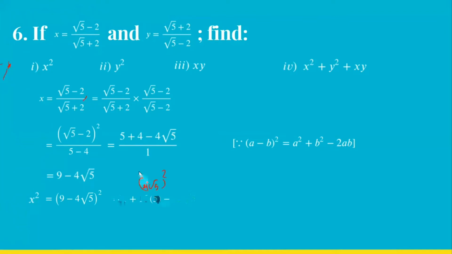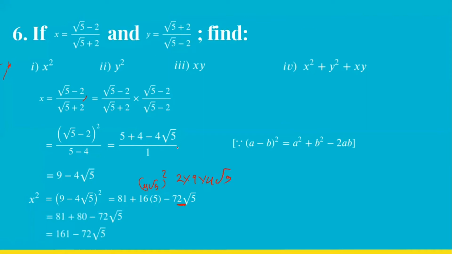So 4 square is 16 and root 5 square is 5. So this is how you get 16 into 5. And 2ab, that is 2 into 9 into 4 root 5. So 2 nines are 18, 18 fours are 72 root 5. This is how we got this. So 81 plus 16 fives are 80. So 81 plus 80 is 161 minus 72 root 5, which is the value of x square.